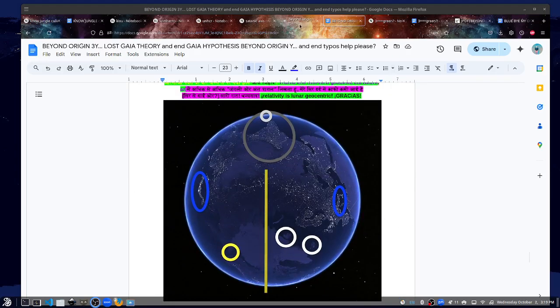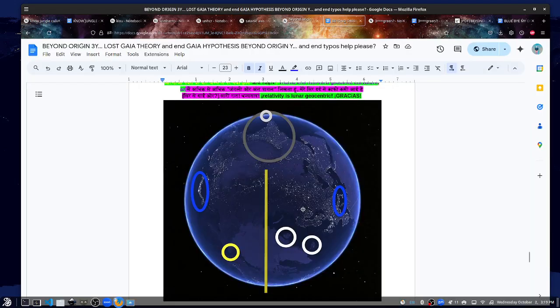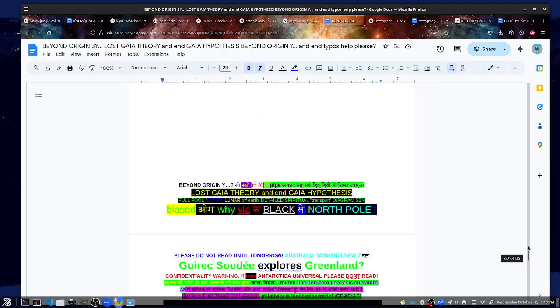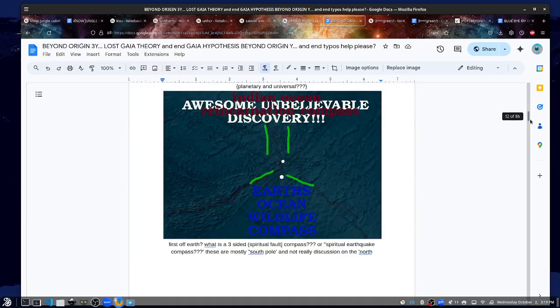A three-sided compass? No, can't say that I have. Okay, so here you go. AI says it's never seen this before, so it's kind of ironic because it's a very important compass, right?